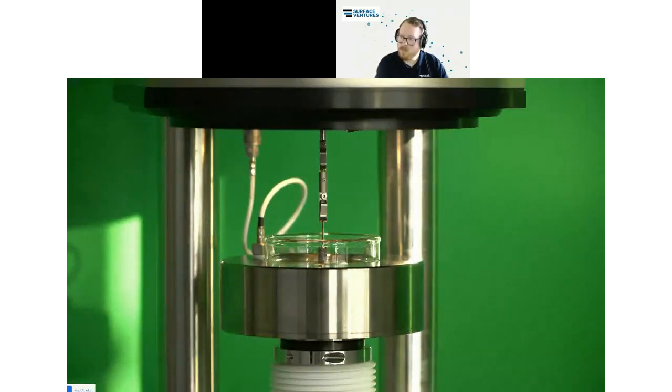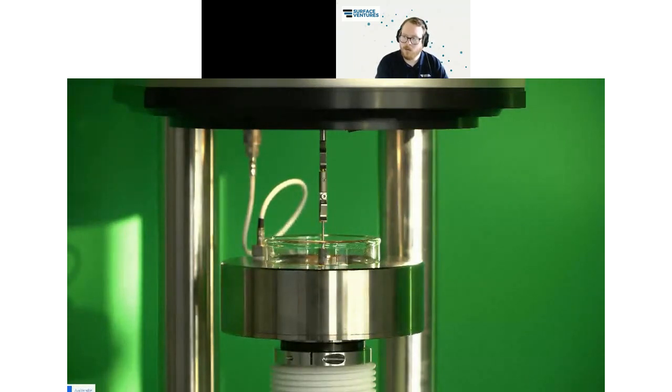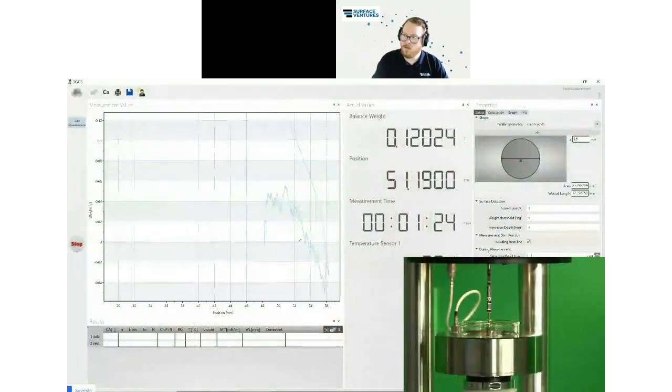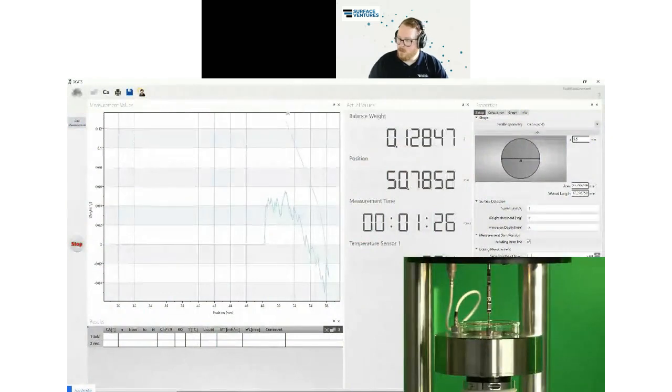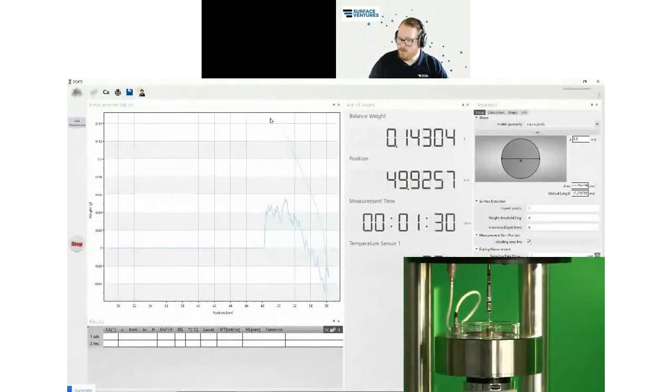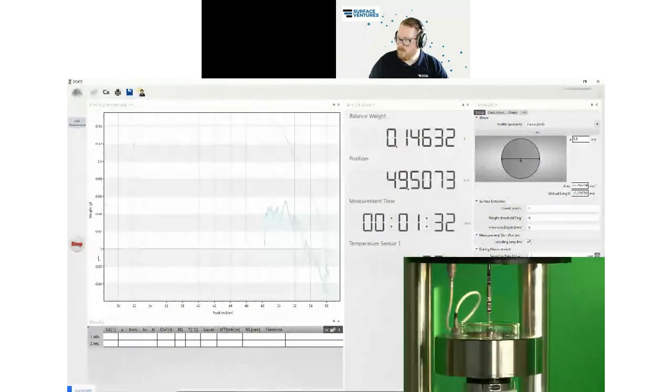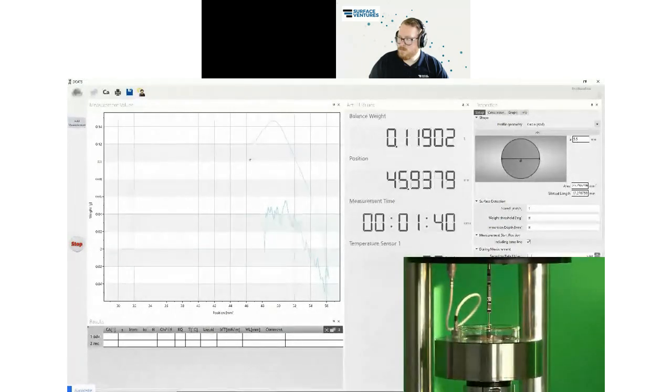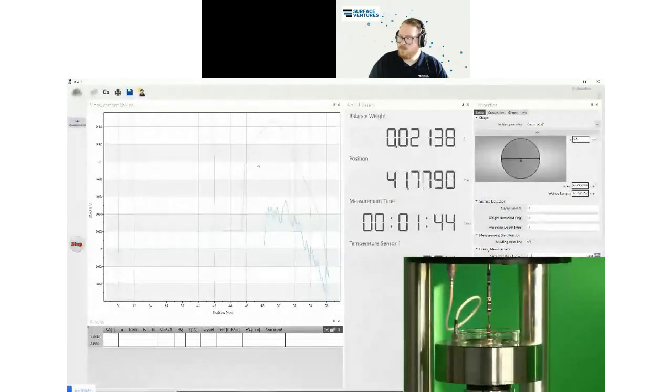Very good. We give it a little bit more, and then I want to show you here. You can see the graph is forming live. Now we are pulling out the implant, and of course the mass is higher than at the beginning because we have a significant lamella attached. And now you see, okay, we have a break off and the implant is taken out of the water completely.